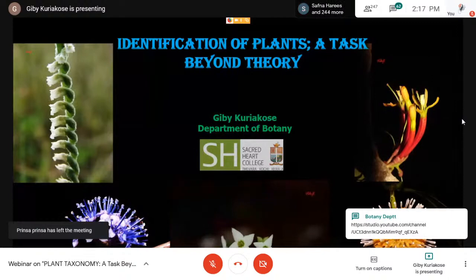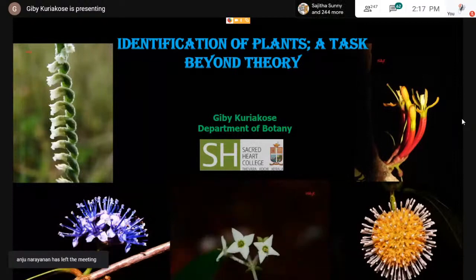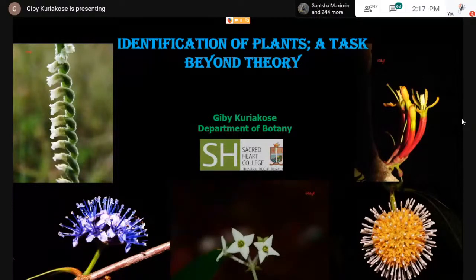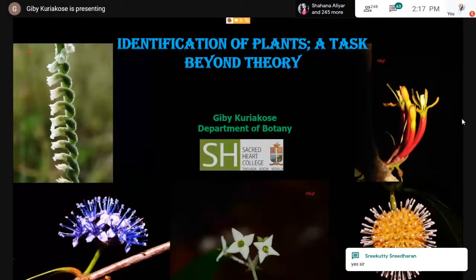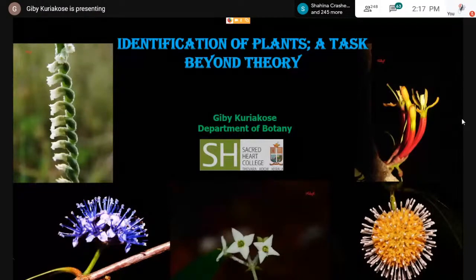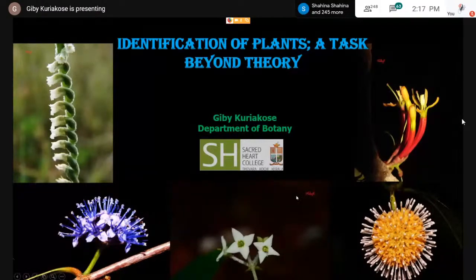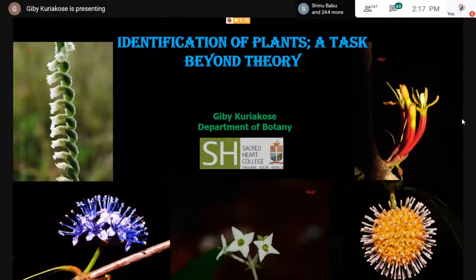Today I'm not talking about anything related to taxonomy, or rather related, yes, but not taxonomy really. So I have opted for the title, Identification of Plants, a Task Beyond Theory. Taxonomy is visible, or the result of taxonomy has to be evident from field identification and identifying new taxa or differences in already identified taxa. So I'm trying to give you some insights into identification of plants, and take you to something related to a task beyond theory.